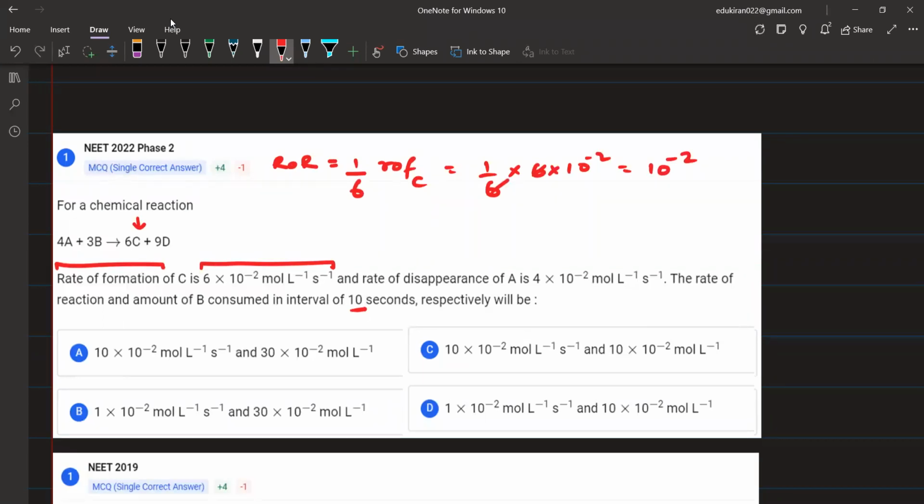So option A is right, sir. No, option A cannot be right. Option C, it cannot be right. The only option that is remaining is B and D. Now what they're asking, and the rate of appearance of this much is this much, the rate of reaction and the amount of B consumed in the interval. Amount of B consumed, please see.